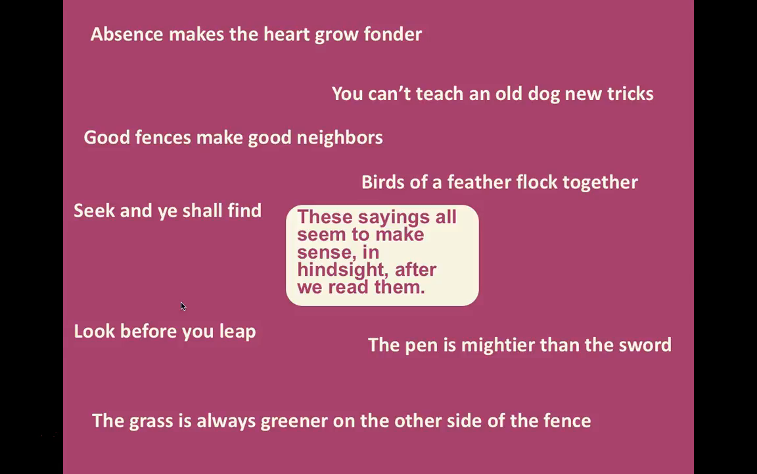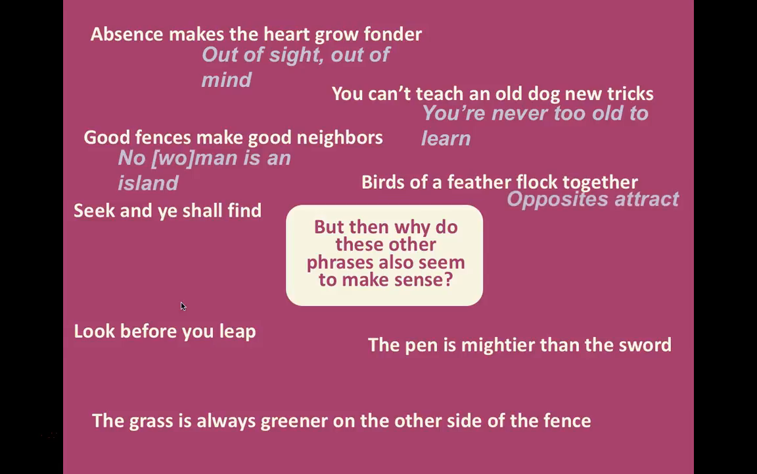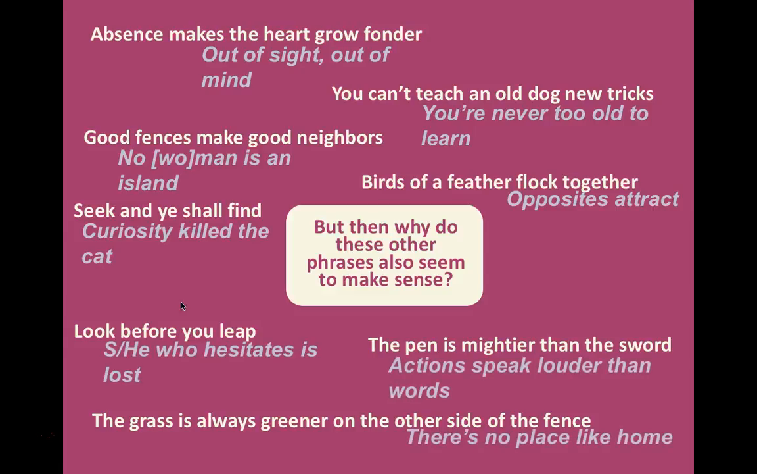But if we think a little bit more about it, why do these other phrases also seem to make sense? Absence makes the heart grow fonder, but hey, out of sight, out of mind. Which seems to be the opposite. Birds of a feather flock together. Well, when you see a couple very similar to each other really grooving, you're going to say that. But there's also the saying that opposites attract. Etc., etc. I could go down the list.